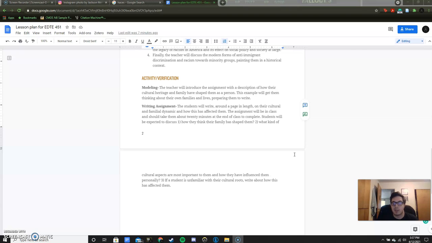Students will be expected to discuss one, how they think their family has shaped them; two, what kind of cultural aspects are most important to them and how they have influenced them personally; and three, this is just kind of a side thing, if a student is unfamiliar with their cultural roots, write about how this has affected them.